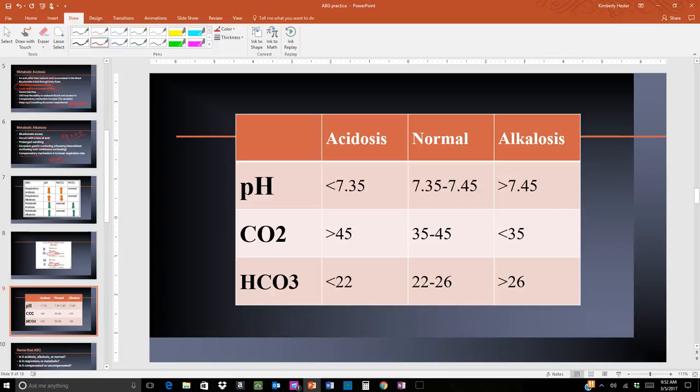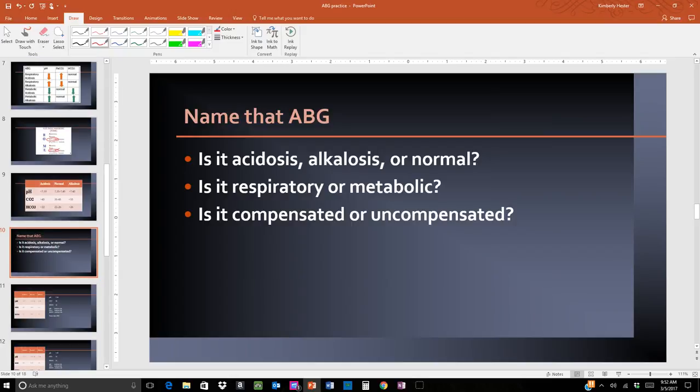So this is another graph that I like to use in order to help figure out where we're at on this ABG. All right, so with your ABGs, it's 3 questions, and you need to ask these questions every single ABG every single time. And that's going to help you to get proficient in interpreting your ABGs.